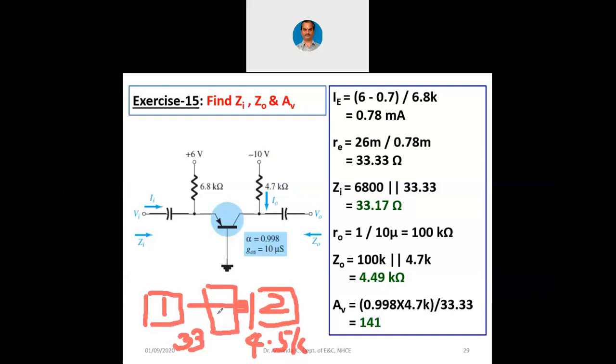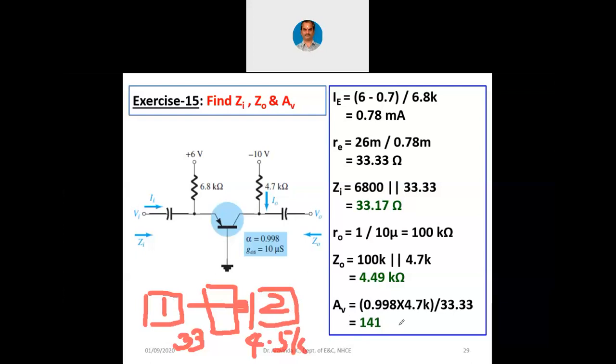Now this circuit I will call the common base circuit. Whatever is this common base configuration, that circuit we will connect in between the circuit 1 and 2. This common base configuration has input impedance 33 ohms and output impedance around 4.5 kilo ohms. So 33 is matching, 4.5k is matching. That is how maximum power can be transferred from circuit number 1 to circuit number 2. That is the use of this common base configuration.